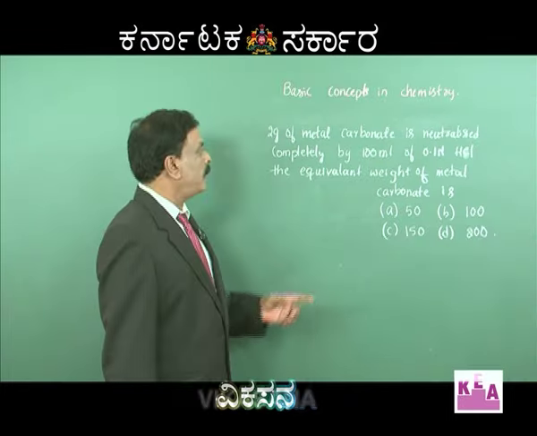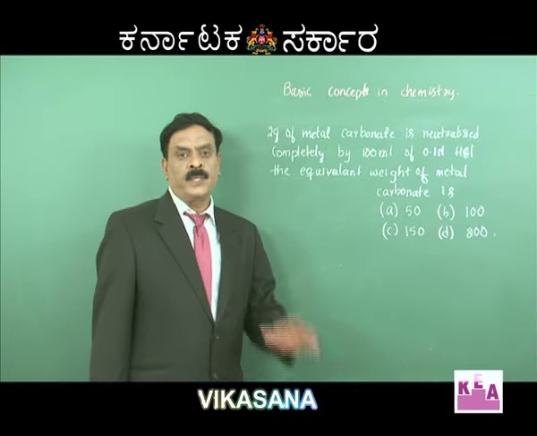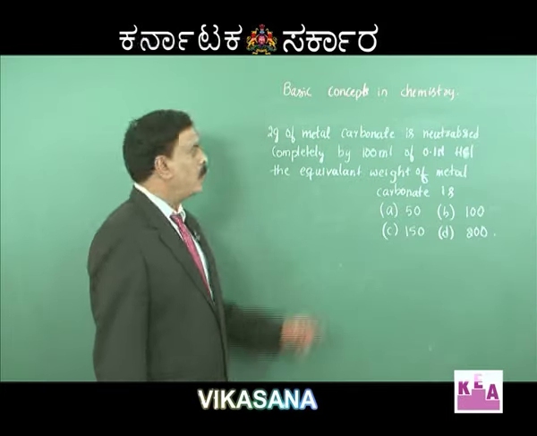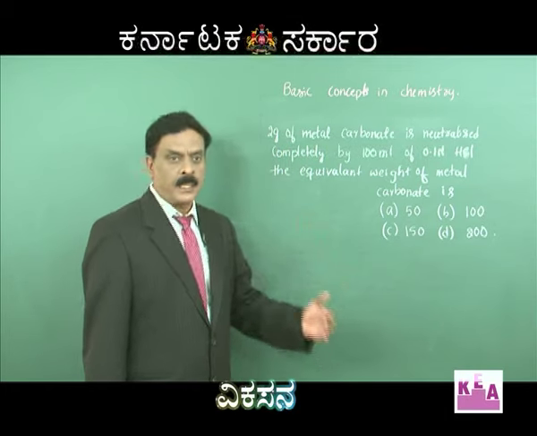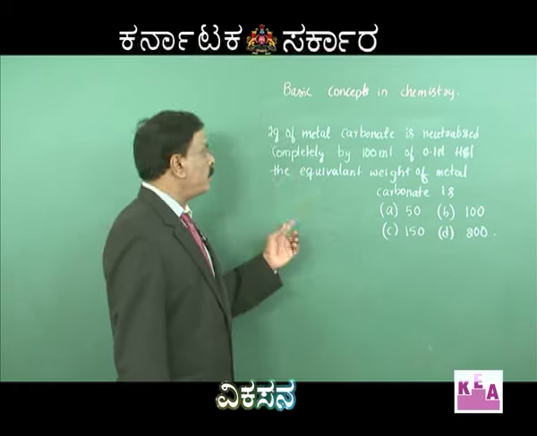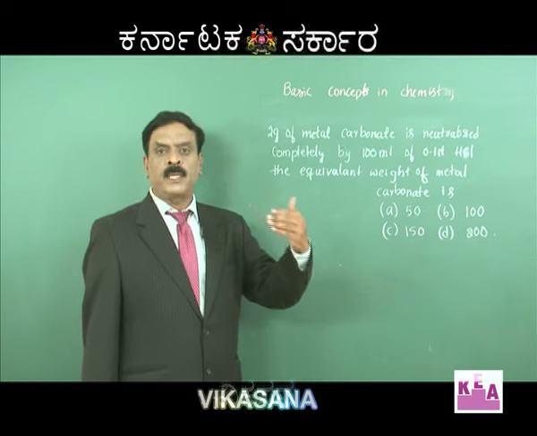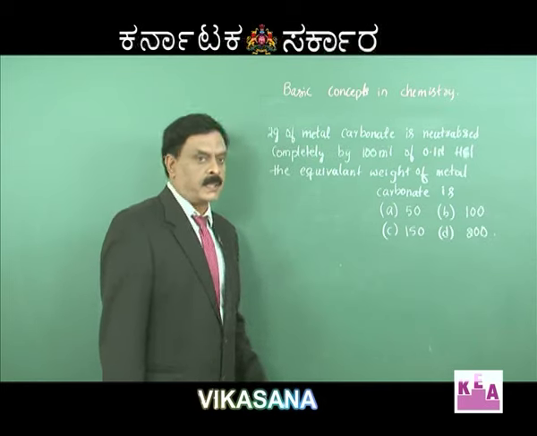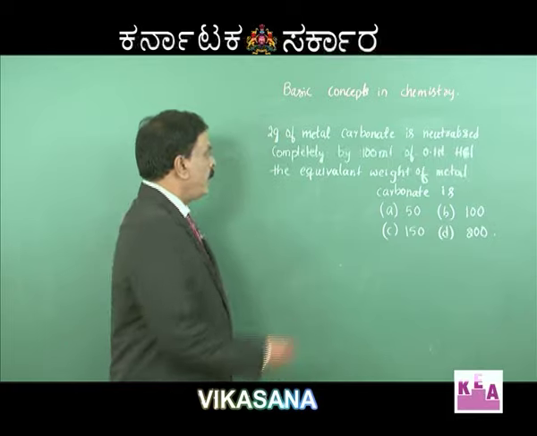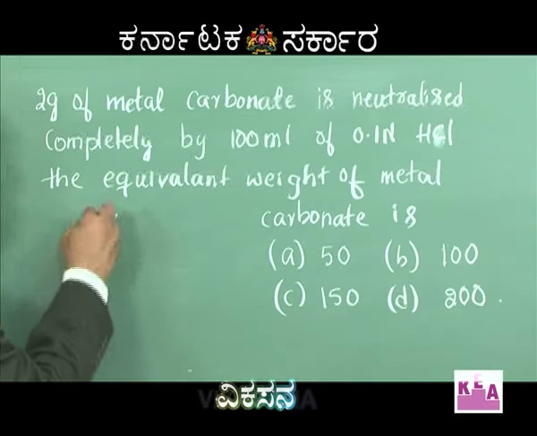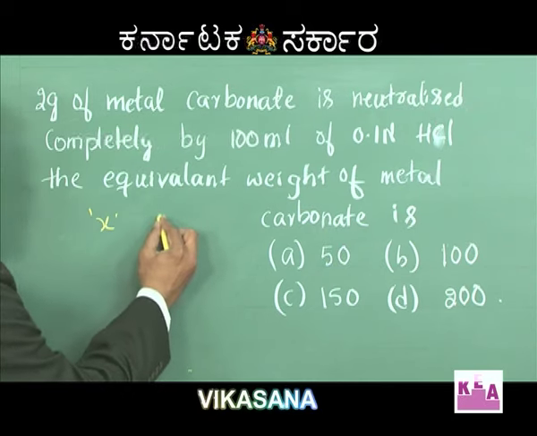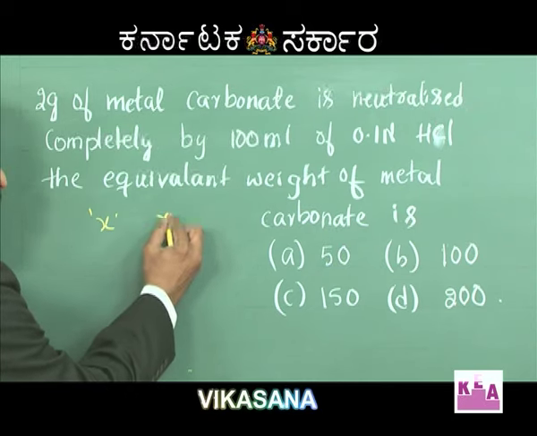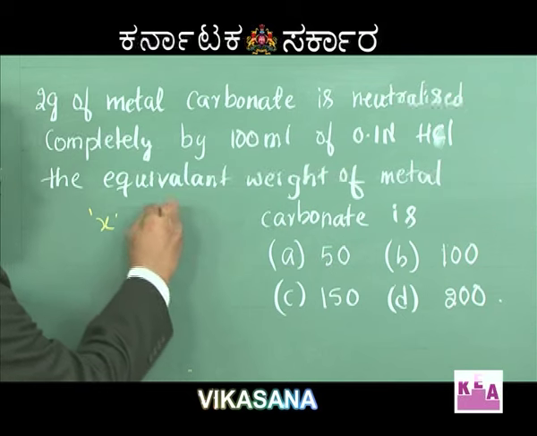Dear students, this problem is based on the concept of equivalent mass. What we need to know here is that whenever two substances react, equivalent mass of one substance reacts with equivalent mass of another substance, or in other words, if X equivalent of a substance reacts with another substance, then the number of equivalents of that substance which has reacted completely will also be equal to X.